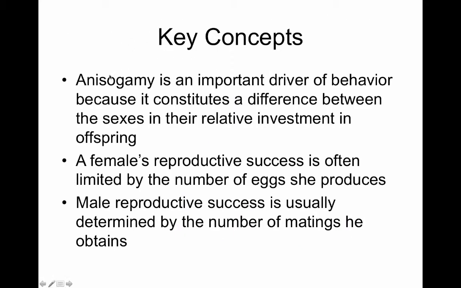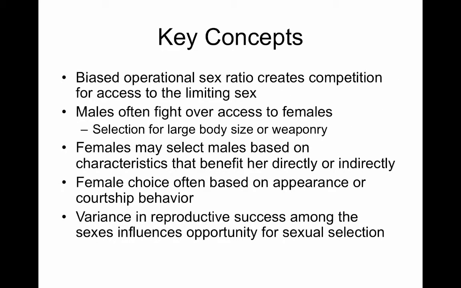All right, so it's a moment of review. Sexual selection is all about anisogamy. It's an important driver of behavior because it constitutes the fundamental difference in the sexes in how they allocate to their offspring. Females are usually limited by the number of eggs they can produce, while males are limited by the number of matings that they can have. This can lead to biased operational sex ratios, with males often fighting over females, and females usually choosing or being the choosy sex. This can be based on appearance or courtship behavior, and the variance in reproductive success among the sexes influences the opportunity for sexual selection.